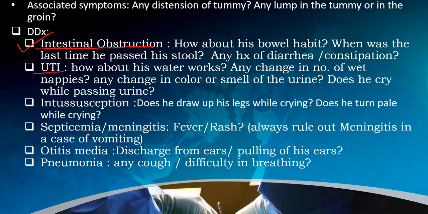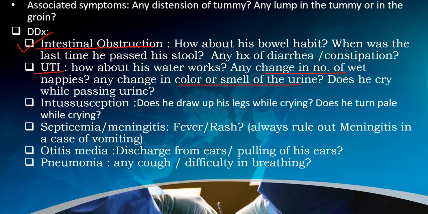Then for the urinary tract infection, how about his waterworks? Have you noticed any change in color or smell of the urine? Any change in number of wet nappies? And does he cry while passing the urine? Now, you are ruling out two things by asking the waterworks. One, that you are ruling out urinary tract infection. Another, you are also finding out if there is any dehydration.